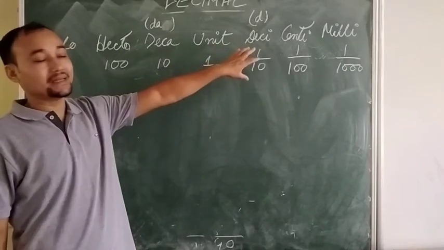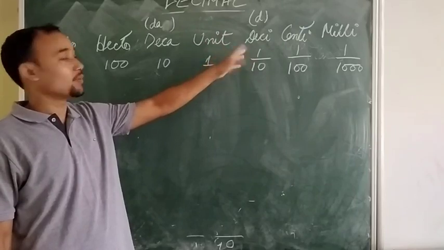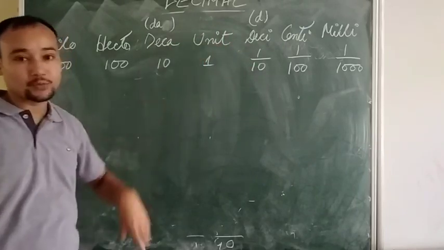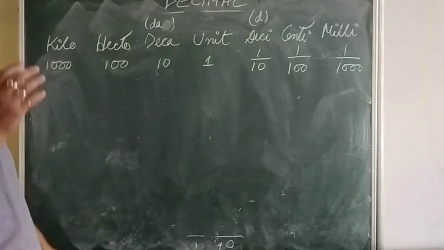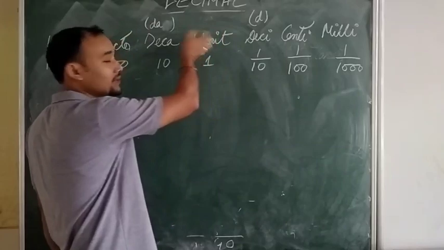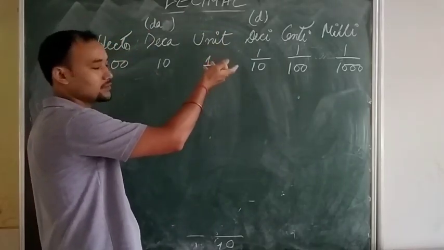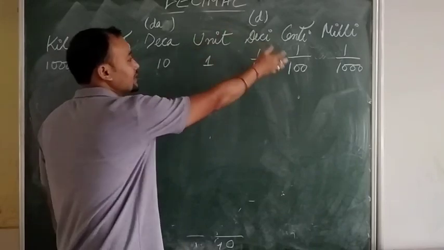If any quantity is 1 by 10 times of the reference one, that is the unit part, it is called deci. Another quantity is 1 by 100 times of the unit, you know, 0.01. 1 by 100 times of the unit is centi.